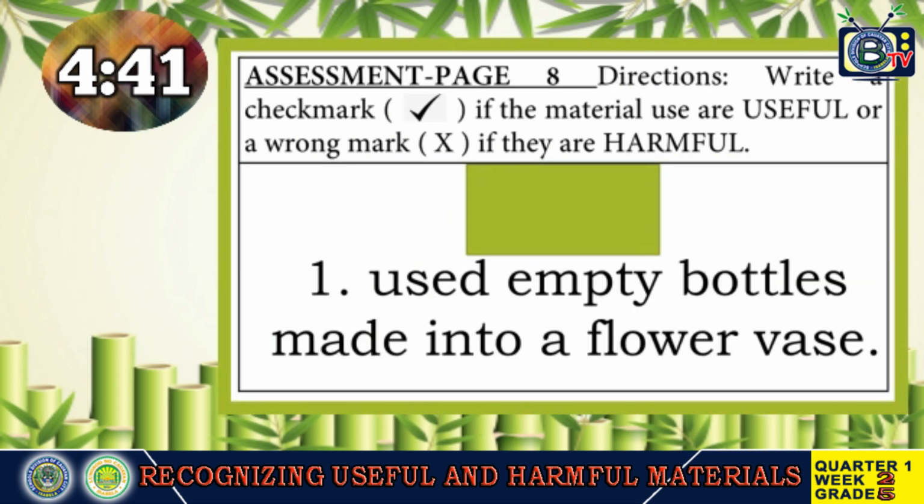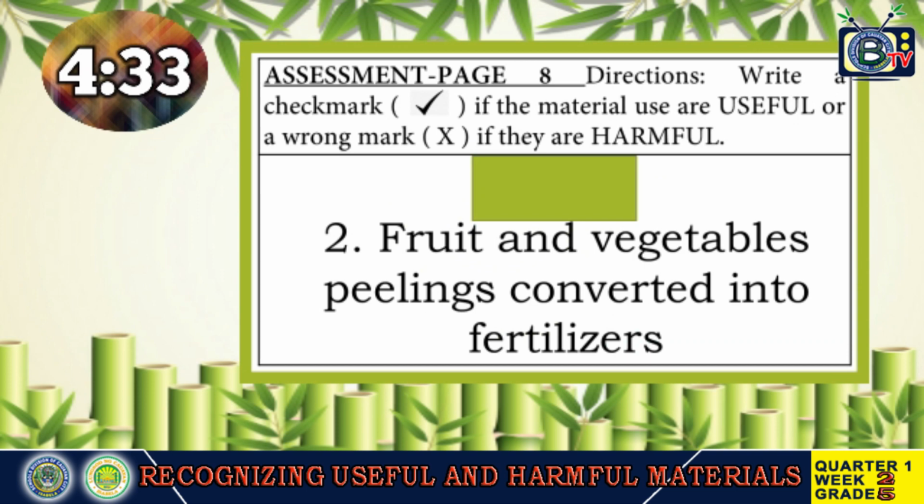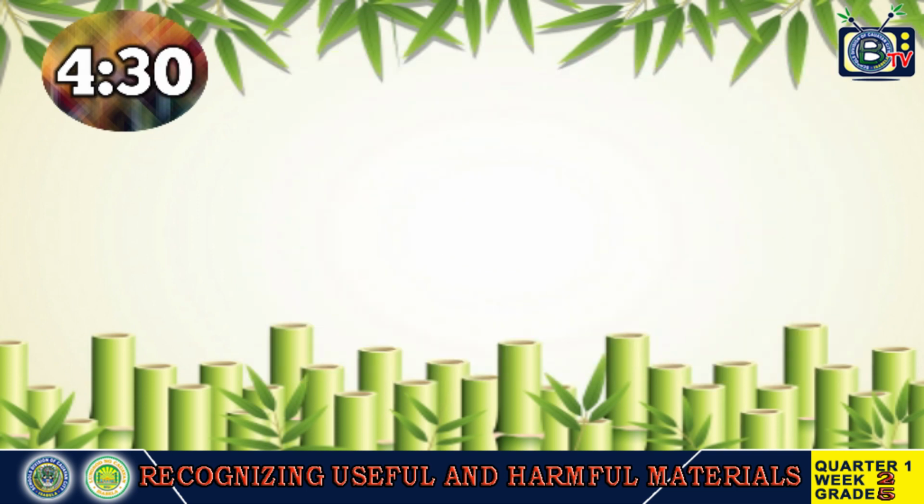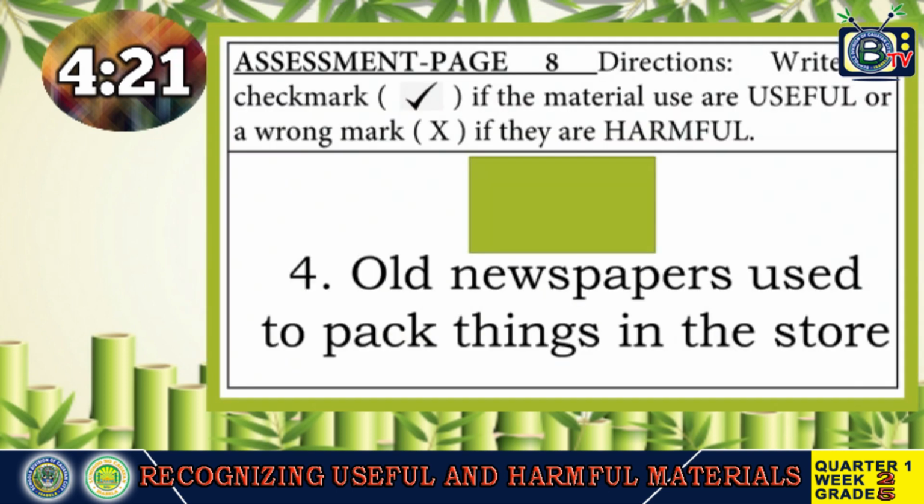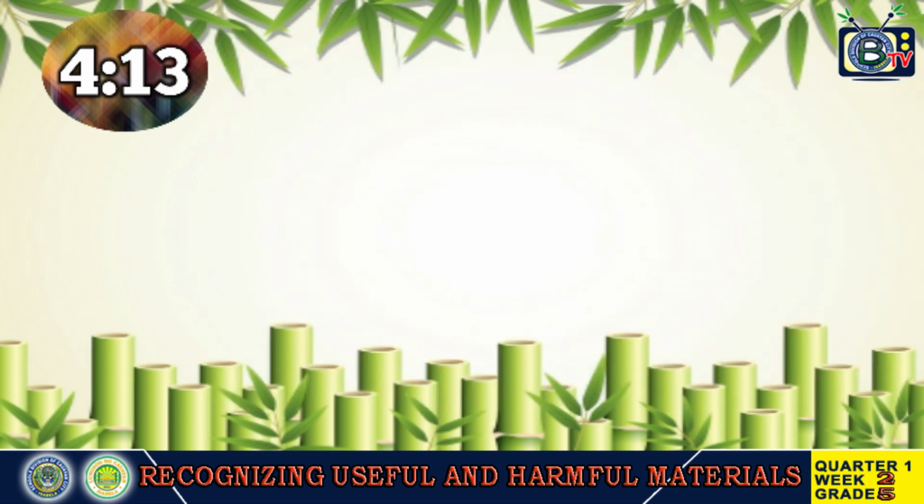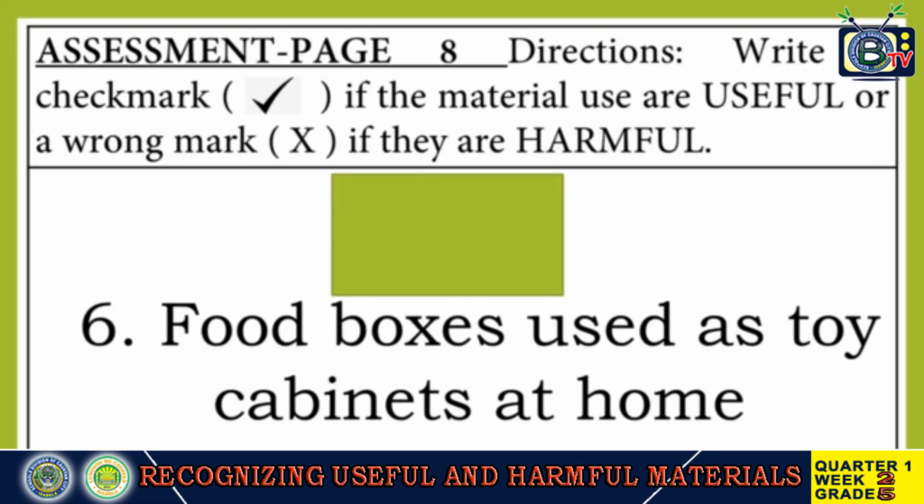Number 1. Used empty bottles made into a flower vase. Number 2. Fruit and vegetable peelings converted into fertilizers. Number 3. Storing expired medicine in the cabinet. Number 4. Old newspapers used to pack things in the store. Number 5. Scattered broken glass found inside the classroom. Number 6. Food boxes used as toy cabinets at home.